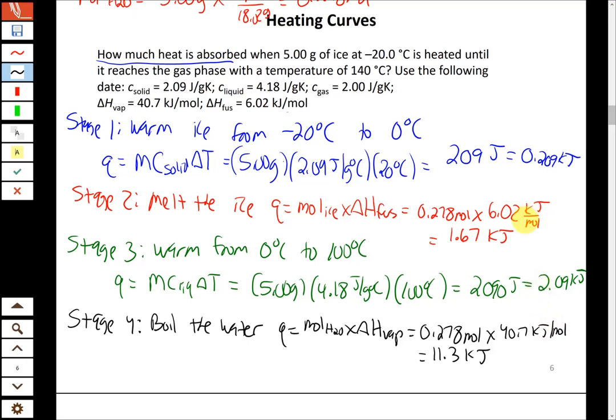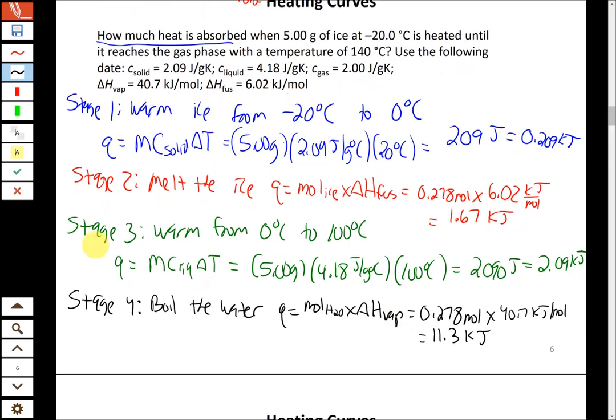Yeah? For stage 2, why did you use the delta H? Because we're melting the substance at that point. So each phase change has a specific enthalpy associated with it. Melting or freezing is going to be the fusion enthalpy, and then boiling is going to be vaporization. So there are 2 different enthalpy changes associated with each of those phase changes.